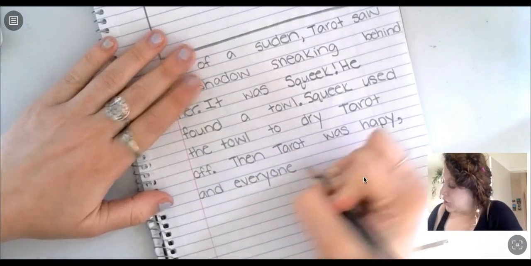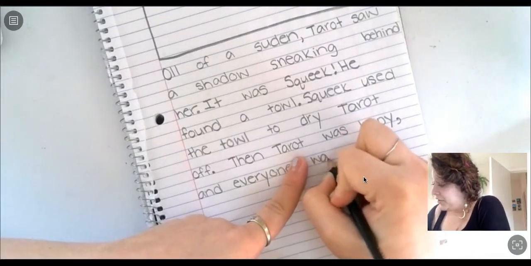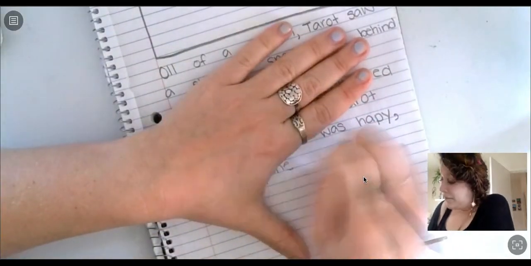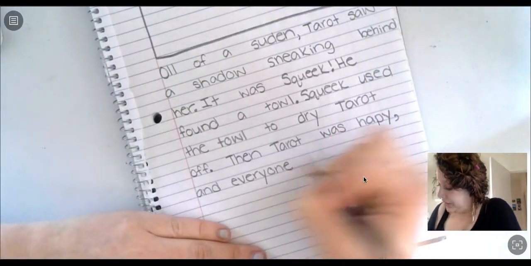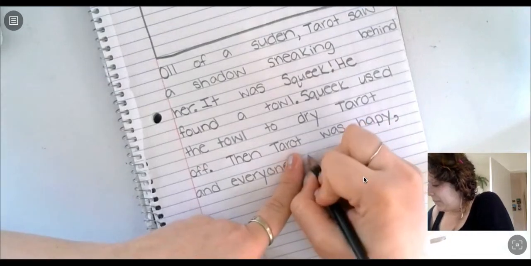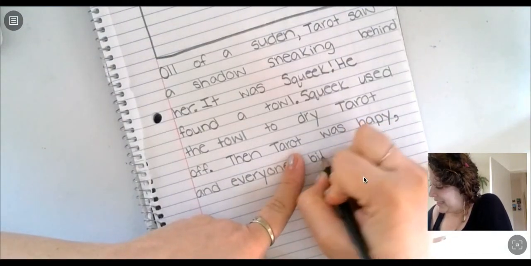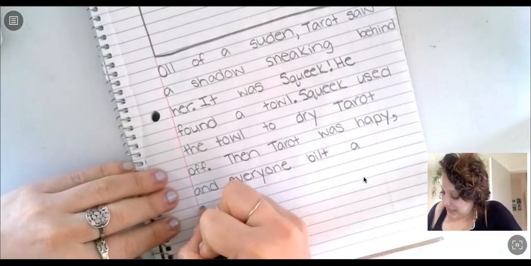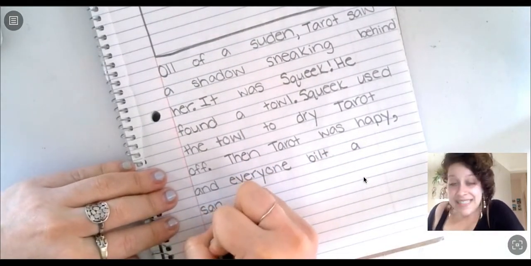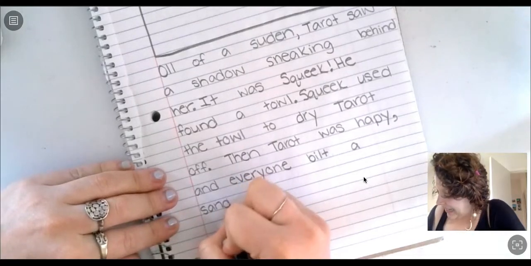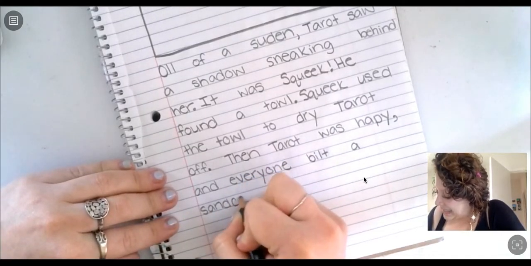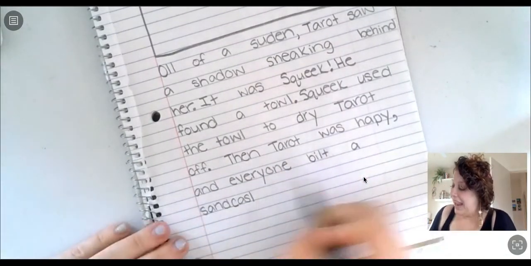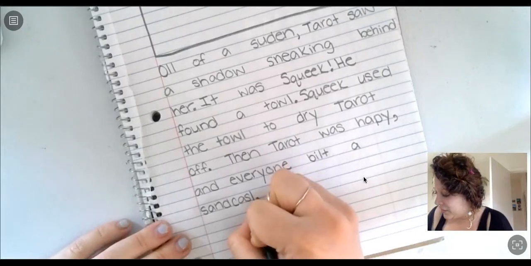everyone was, sight word. Then Taro was happy, and everyone built a sandcastle. Sandcastle is long, it's not gonna fit. And sand has and castle. Then Taro was happy, and everyone built a sandcastle.